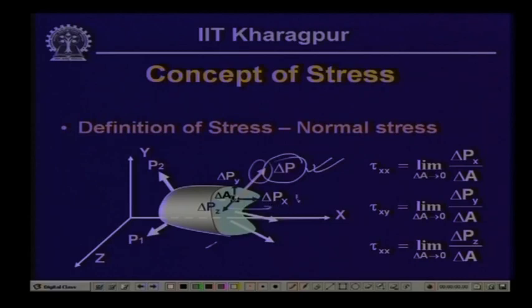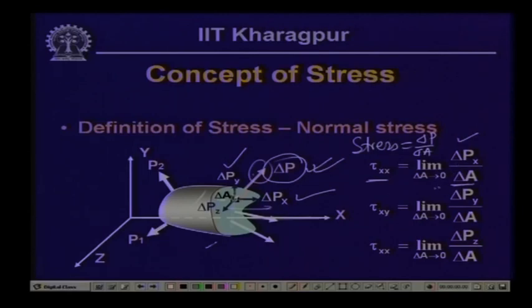Now, if we decompose this load, perpendicular to the section it is delta Px, because it is in the direction of x, and further the load in the plane, which is parallel to the plane, can be decomposed in two directions. One is delta Py, another is delta Pz. Now, since we are interested in the intensity of this force over this area, delta P by delta A gives us the intensity, and that we call stress. So, stress basically is equal to delta P by delta A.